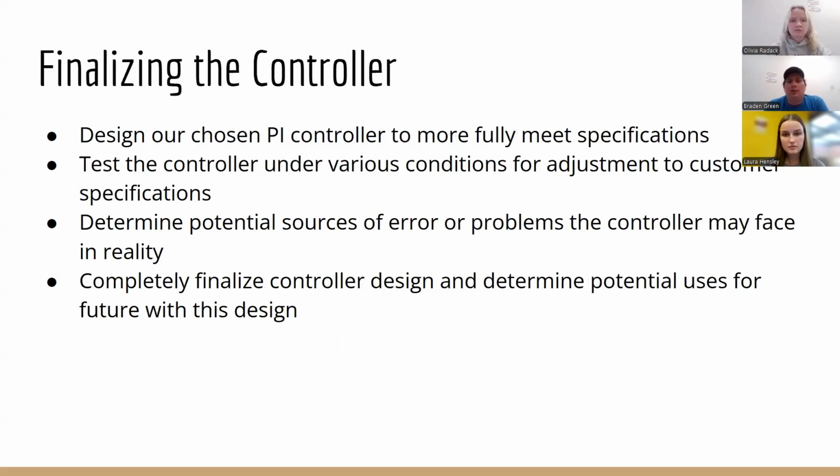To finalize our controller design, we needed to more fully meet our specifications and to further constrain our controller. We also used various conditions to adjust these specifications. And some of those various conditions we put this under were a voltage disturbance to determine how the controller would react to these various sources of error. We wanted to determine all of the sources of error and problems this controller may face in reality and minimize those sources of error as much as we possibly could.